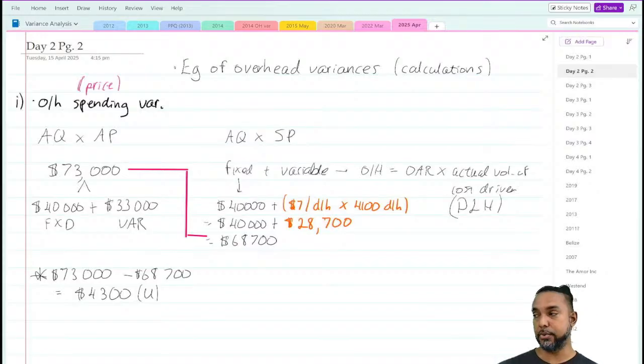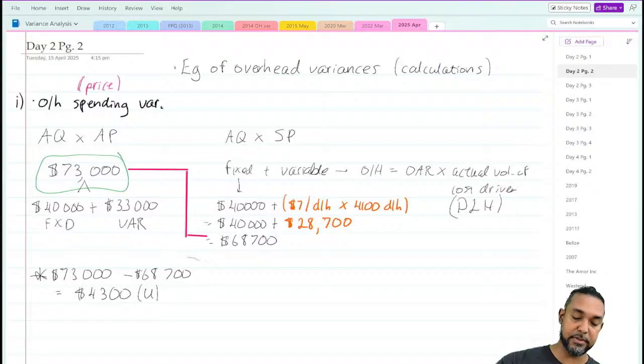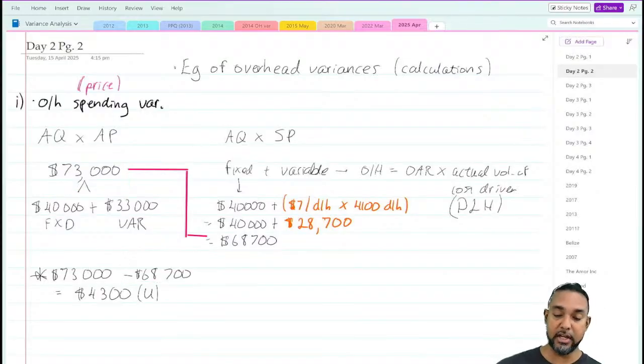How much our actual output was supposed to cost, right? Now it actually cost 73. It was supposed to cost 68,700. So clearly we have an unfavorable variance. We spent more than we should have.